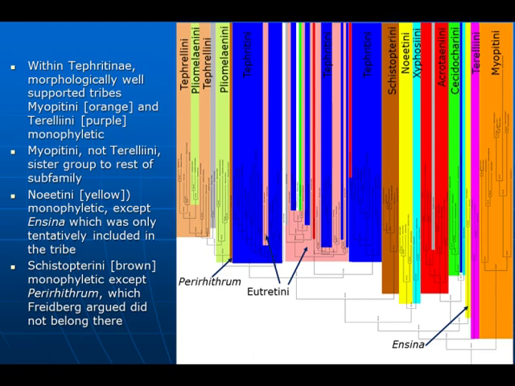Within this subfamily, the morphologically well-supported tribes Myopitini and Terelliini are each monophyletic, but the Myopitini and not the Terelliini are sister group to the rest of the subfamily. The Noeetini is monophyletic except for Encina, which was only tentatively included in the first place. Similarly, the Schistopterini so far are monophyletic except for Perierythrum, which was a genus that Amnon Friedberg always argued didn't go there, so he was right.